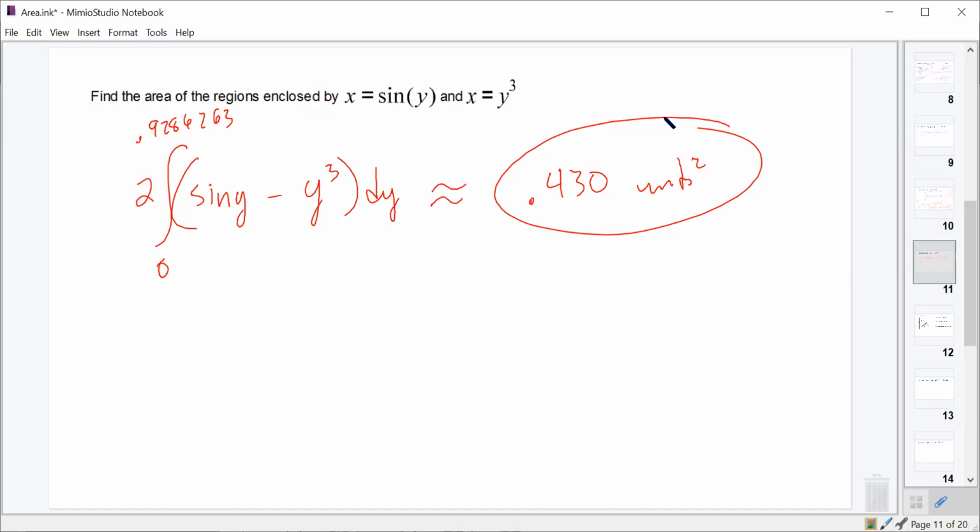Any issues with that? Everybody feel like they could do these in terms of x or in terms of y, and could do them where they're broken up into multiple different integrals, do them either by hand or on your calculator? Any issues with any of this basic area stuff before we move on to more difficult area stuff and new area stuff that you didn't learn last year?